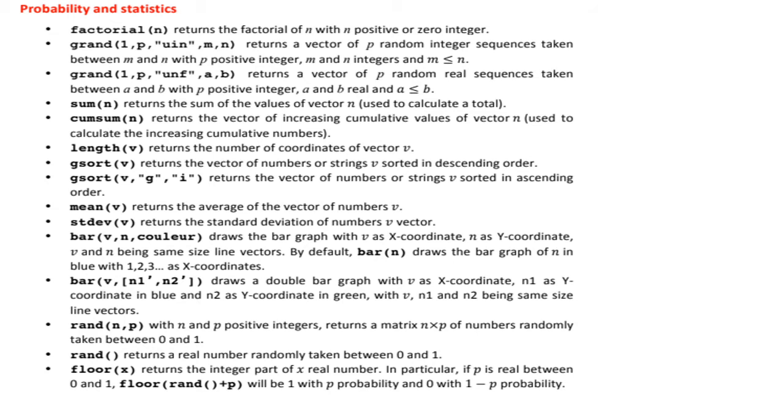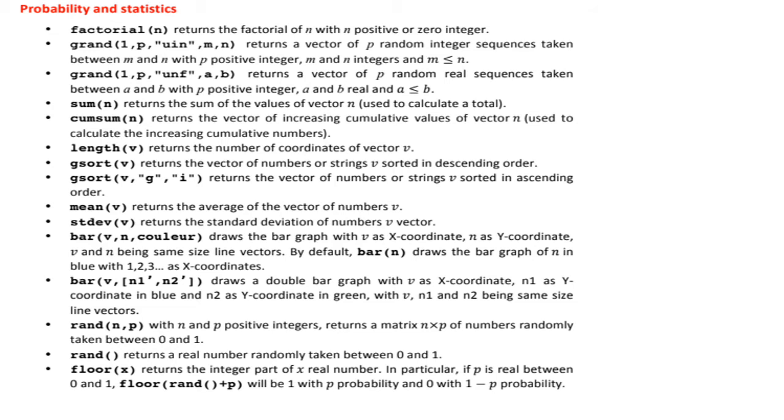So these are some probability and statistics functions defined in Scilab. Factorial of n. grand is to generate random numbers. 'uin' signifies a random sequence of integers will be generated. grand with 'unf' signifies a random sequence of real numbers will be generated. The sum of n numbers and cumulative sum could be achieved using cumsum. The length could be calculated using length, and sort we just discussed, gsort. Then mean we also discussed, mean of v. To identify the standard deviation, we could use stdev.